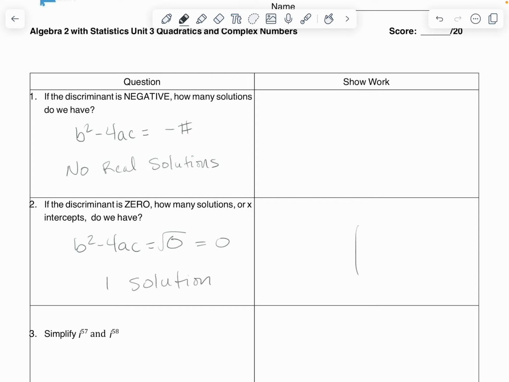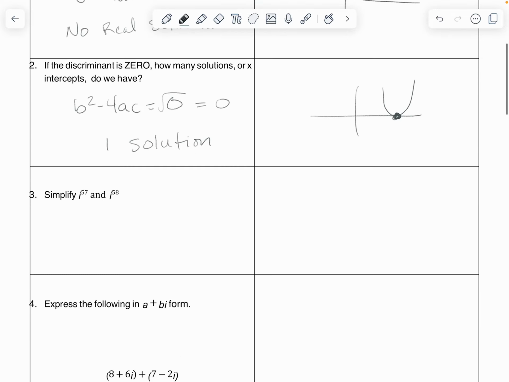Okay, that means on my graph, I am only going to just touch the x-axis at one spot. If the discriminant is negative, my graph is never going to touch the x-axis. It may be above it, may be below it, as a downward facing U, okay?